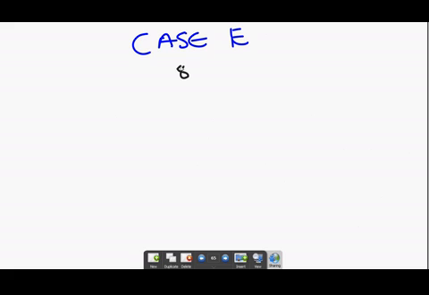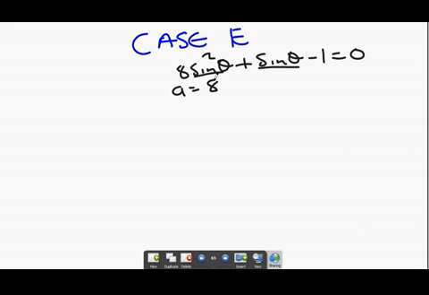So if they've got 8 sine squared theta plus sine theta minus 1 is equal to 0. This is a quadratic equation, and if you know how to solve a quadratic equation, you know that this is sine squared, this is just sine. So our A in this case is 8, our B is 1, and our C is equal to -1. So remember, we're not finding x, we're finding sine theta, because it's a quadratic equation for sine theta.